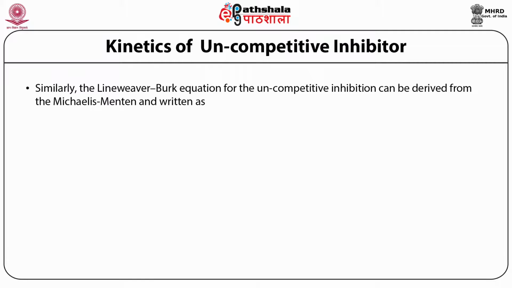Similarly, we can determine the Lineweaver-Burk equation and Lineweaver-Burk plot. So the Lineweaver-Burk equation for uncompetitive inhibition can be derived from the Michaelis-Menten equation, and it is written as 1 by V0 equals Km divided by Vmax into 1 divided by S, plus 1 by Vmax multiplied by 1 plus I upon Ki.